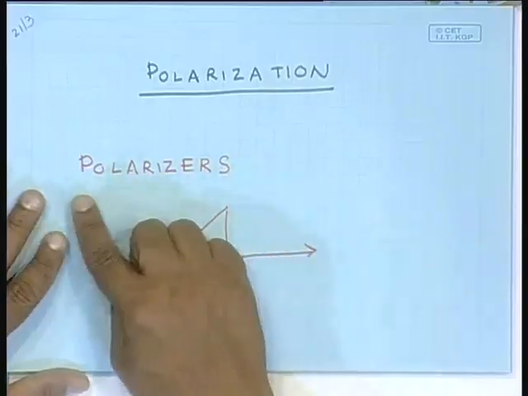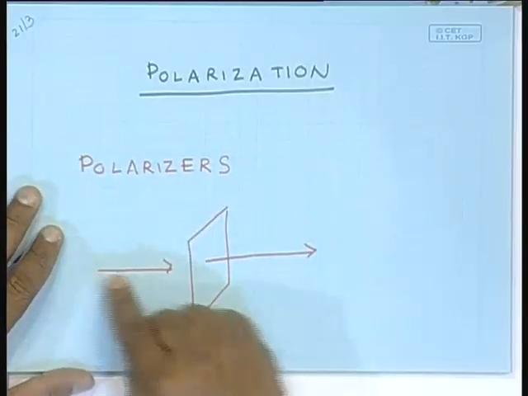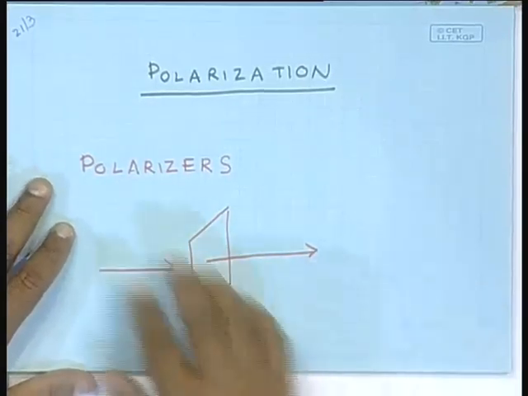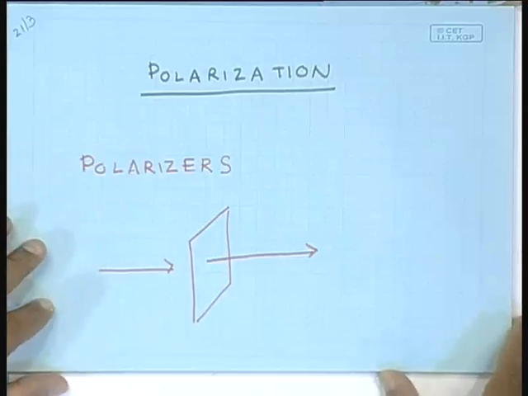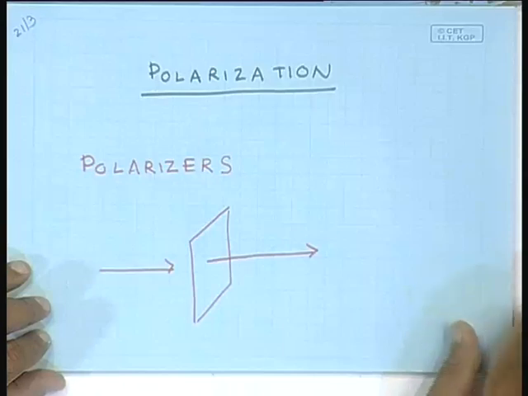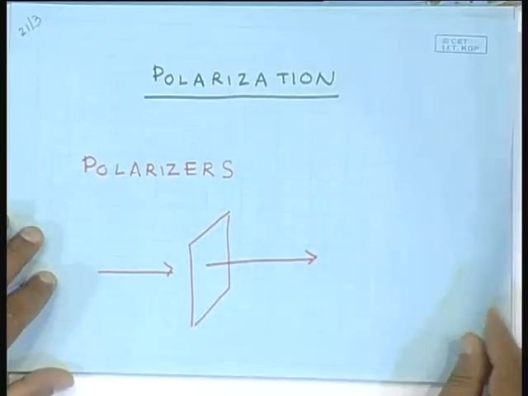Good morning. We have been discussing polarization, and we were looking at the question of how we could generate polarized light and how we could manipulate polarized light. A polarizer, I told you, is a device which, if you send in natural light, gives out polarized light. You could have a linear polarizer, where the output is going to be linearly polarized, or you could have a circular polarizer, where the output is going to be circularly polarized, etc.